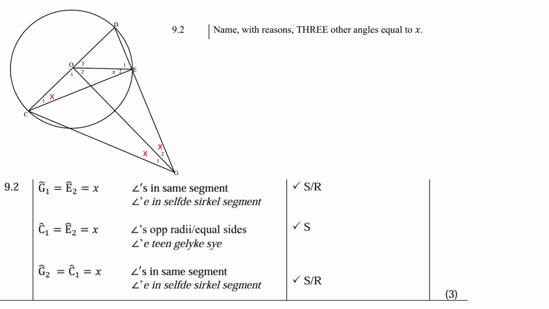9.2, name with reasons 3 other angles equal to x. And in my animation, I will show that. So G1 equals E2, that is x. Reason, angles in the same segment. C1 equals E2, also x. Angles opposite equal sides, or the radii are equal. And then G2 equals C1, which is also x, angles in the same segment.